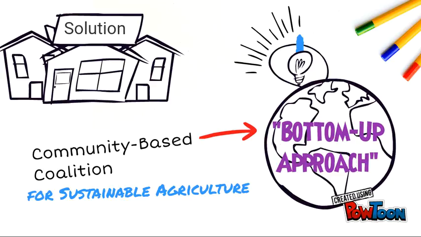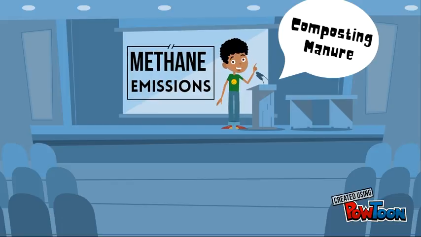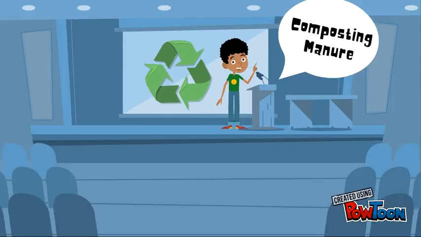Involving the entire community is essential. There are multiple ways that this relationship could be implemented. For example, livestock manure can act as a large source of methane emissions, pathogens, and pollution. Instead of throwing it away, farmers can use this manure to create composting programs.